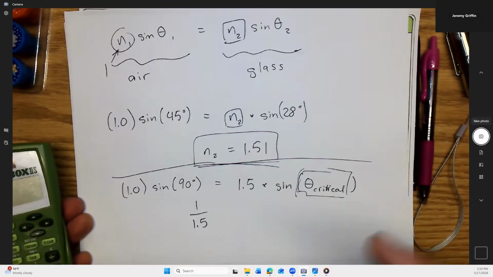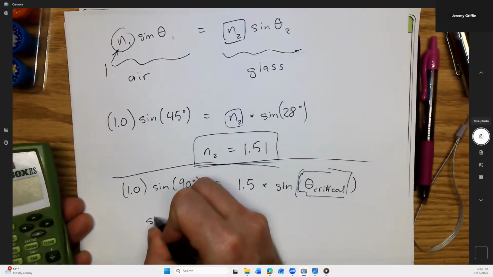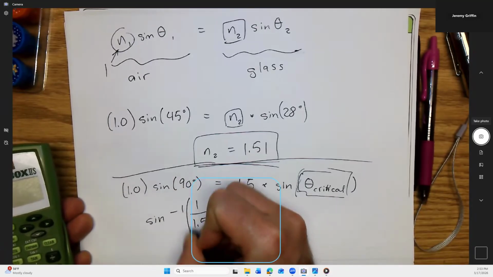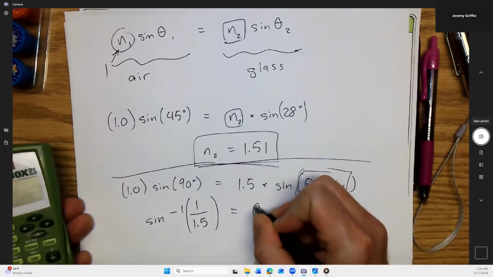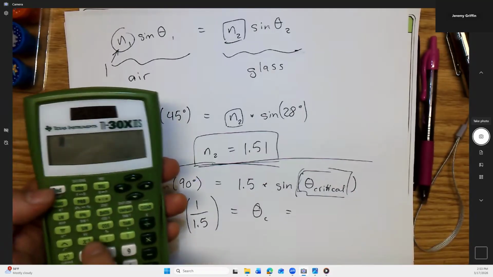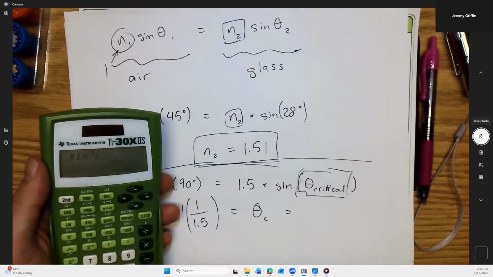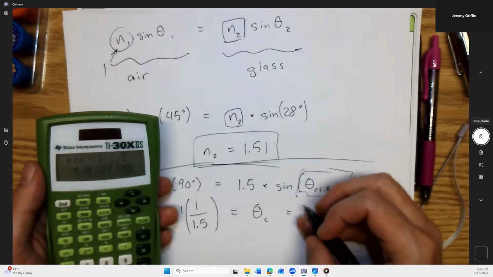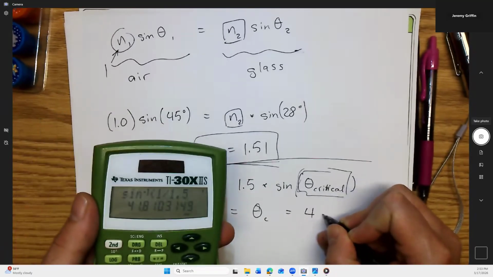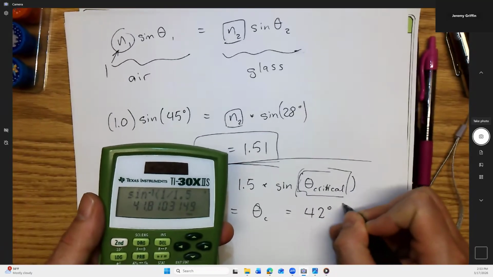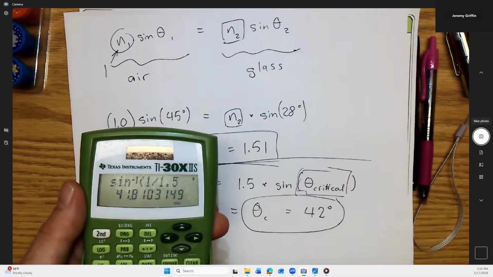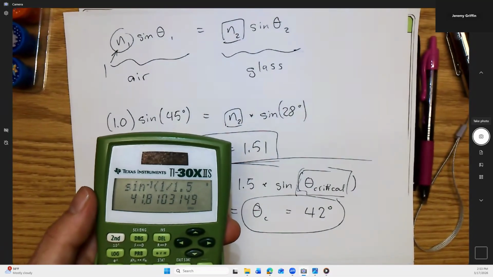So how do I find the critical angle? I have to apply what? Inverse sine. You remember that? We haven't done that in a long time. So it equals theta critical. Inverse sine of 1 over 1.5. I'm looking at, oh, hey, look at that. 41.8 degrees. Is that pretty much 42 degrees? Isn't that exactly what it looked like on the video? It's about a 42-degree angle, wasn't it?